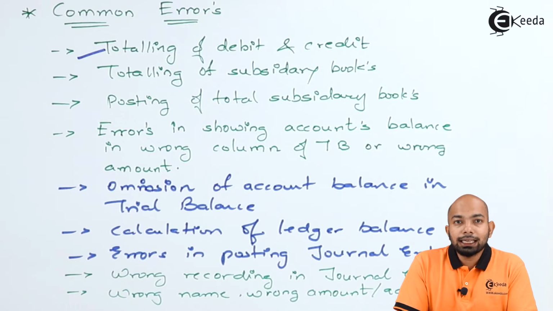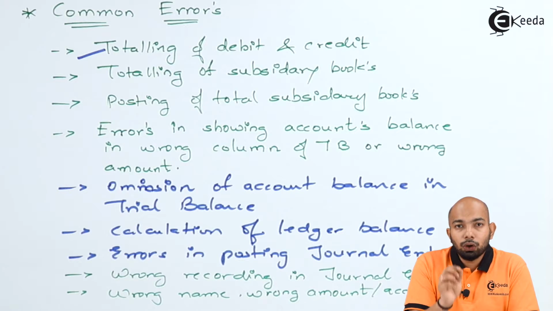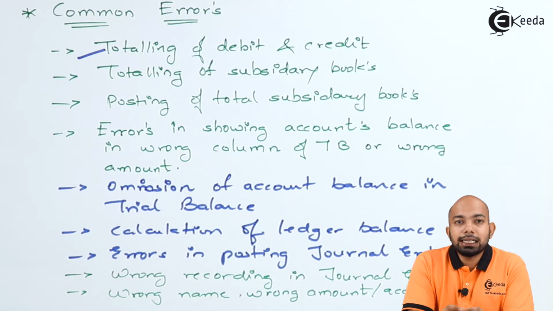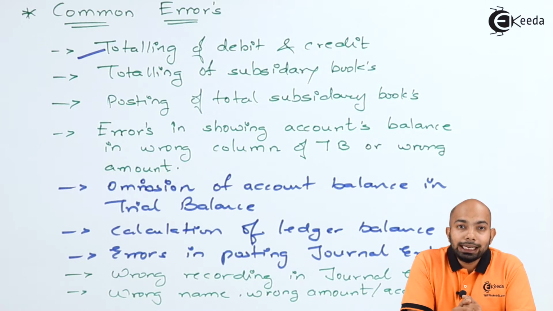Totaling of debit and credit. When it comes to the trial balance, if you have made any error in totaling the debit account or totaling the credit account, there is going to be an error in the preparation of the trial balance. This debit and credit total can refer to any kind of ledger book balancing, subsidiary book balancing, or posting of journal entries itself.